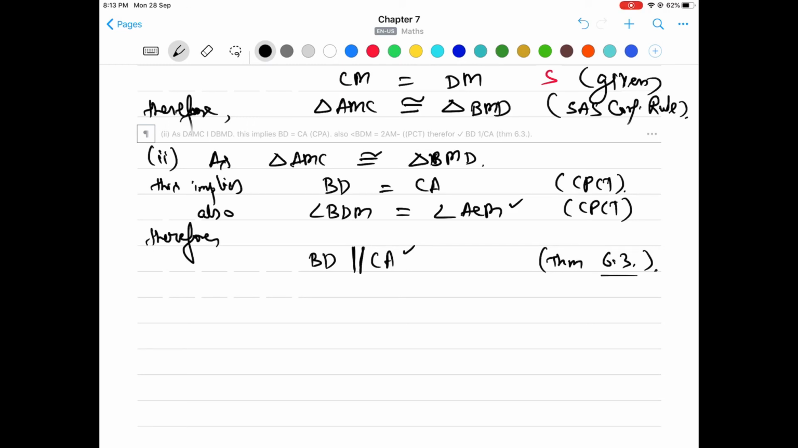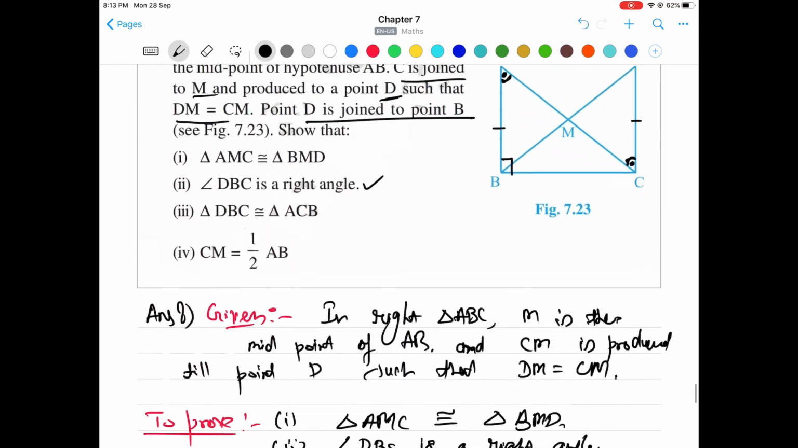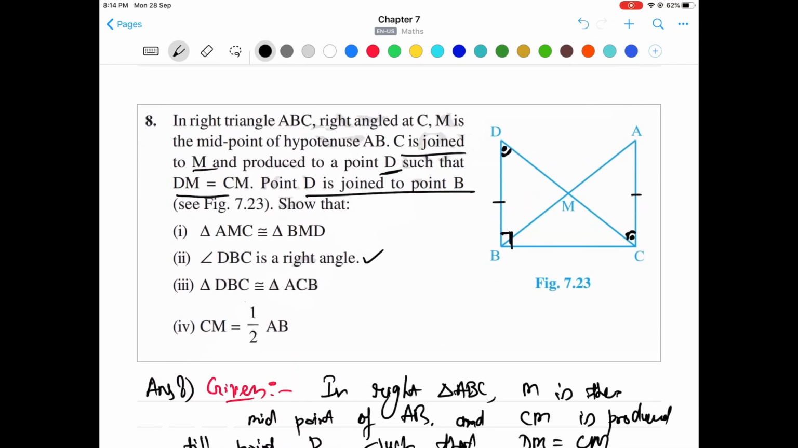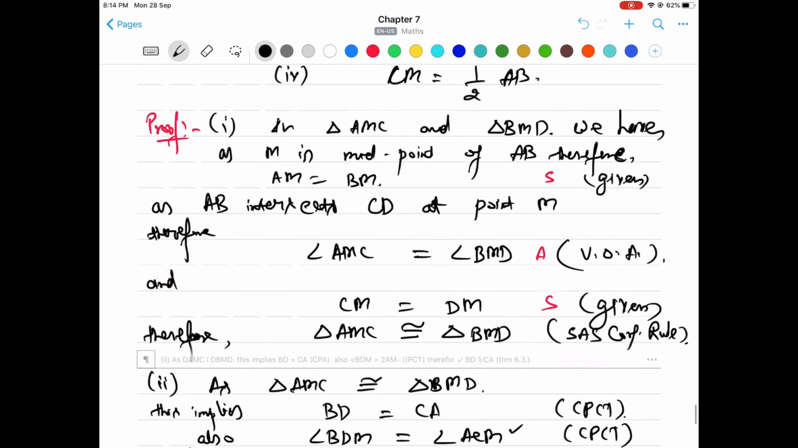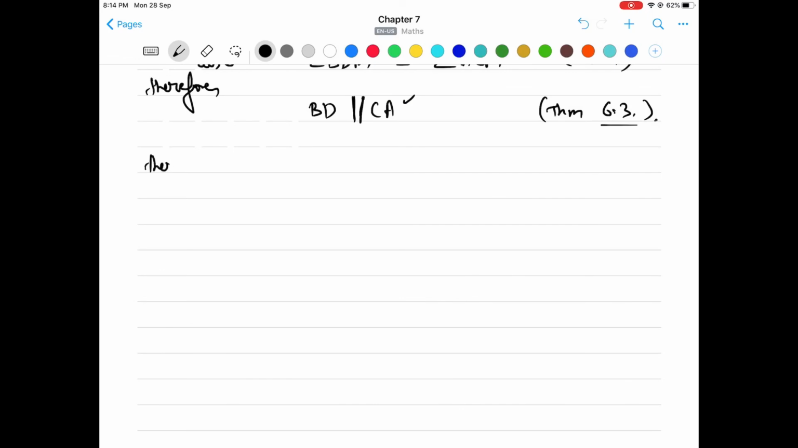So if the lines are parallel, in that case these two angles will be the angles on the same side of the transversal. So we now have these parallel lines, and the transversal will be BC, and these two angles are the angles on the same side of the transversal. Therefore, the sum of angle CBD plus angle BCA will be equal to 180 degrees.